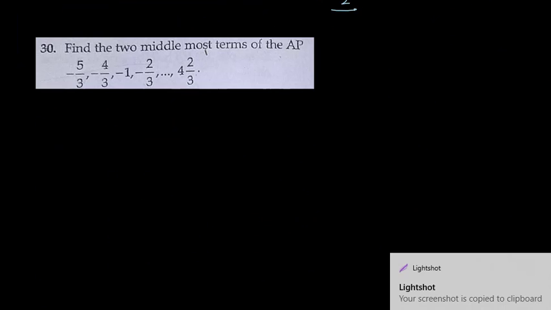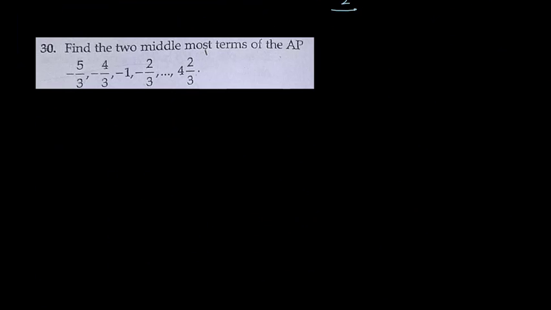Now see the next question here. Find the two middlemost terms of the AP. So that means definitely there will be two terms in the middle. That means the total number of terms will be even. So here we have given a as minus 5 divided by 3. We have given d as minus 4 divided by 3 minus of minus 5 divided by 3. So this is minus 4 plus 5 divided by 3.